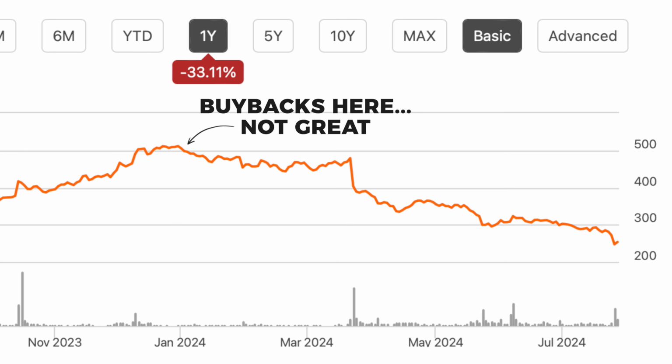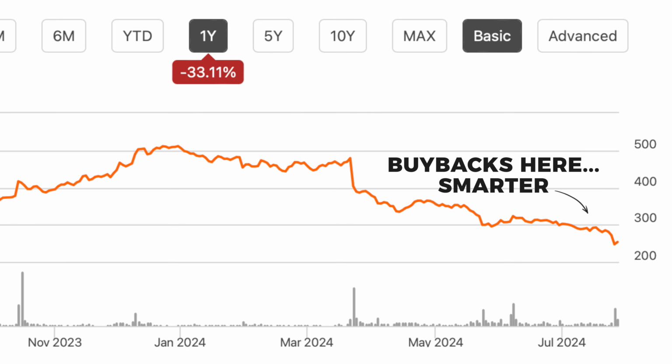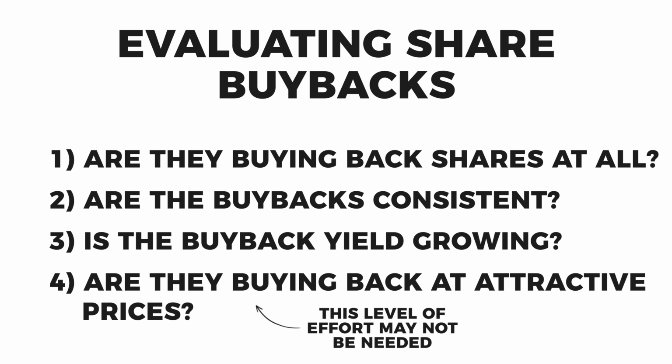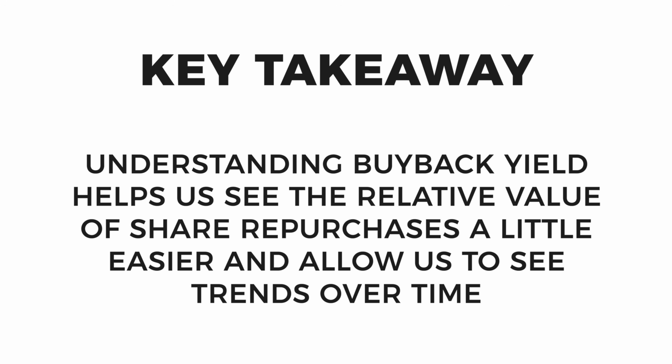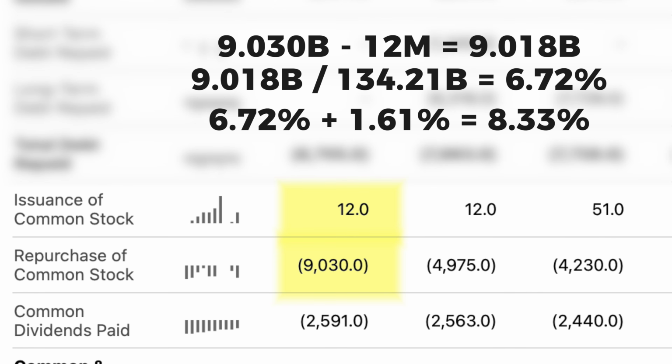But when you have a company that's being strategic and buying back more shares when their share price is low, then it's a sign of smart management trying to deploy capital in intelligent ways. But overall, we don't need to go to this level of depth in order to analyze share buybacks, but it can help us understand a little bit better the value that shareholders are getting for companies that don't pay a dividend or ones that do, but also buy back a large amount of shares. Caterpillar being a great example of that.